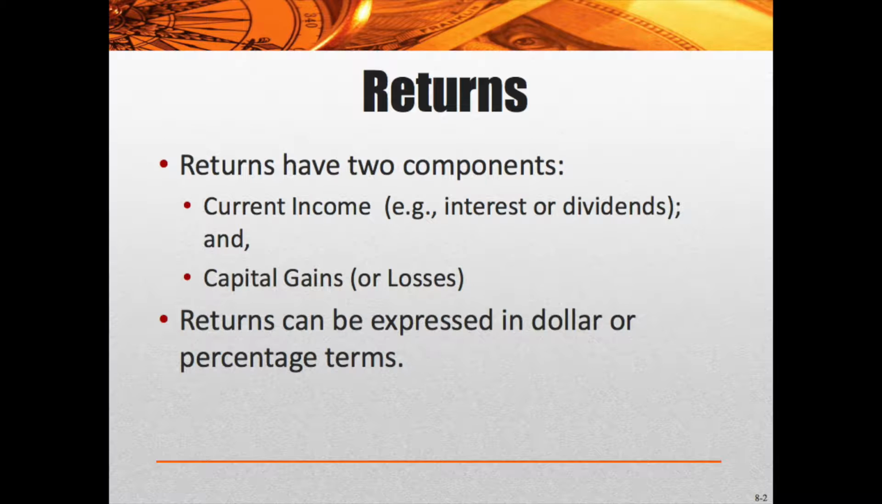And returns. Returns have two components. The first component is current income. Current income could be interest, which would be from a bond, or a dividend, which could be from a stock. Capital gains, of course, or capital losses, as it were, would be because you bought or sold something. You could have capital gains in both stocks and bonds. If you buy and sell, the difference between the two, if you made money, it's a gain. If you lose money, it's a loss. And of course, returns can be expressed in either dollar or percentage terms.